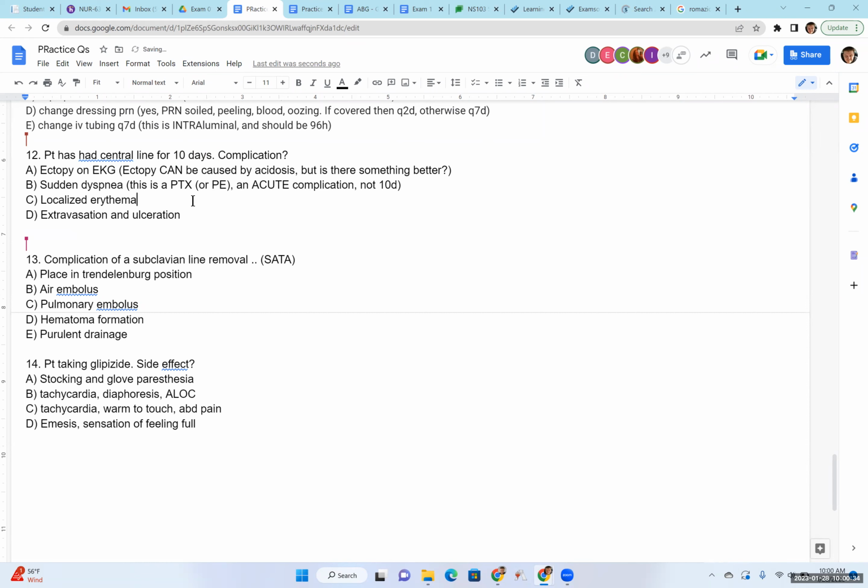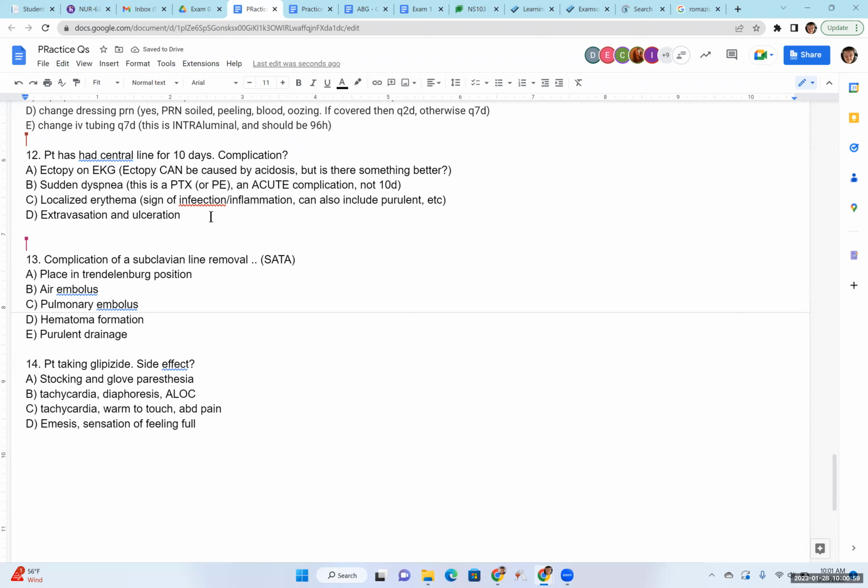All right, localized erythema. That looks sus, right? So that is what? Infection, right? Inflammation. And it can also include what? Because it might not just say erythema, it could be what? Purulent, right? It could be excoriated, it could be all kinds of other things, right?